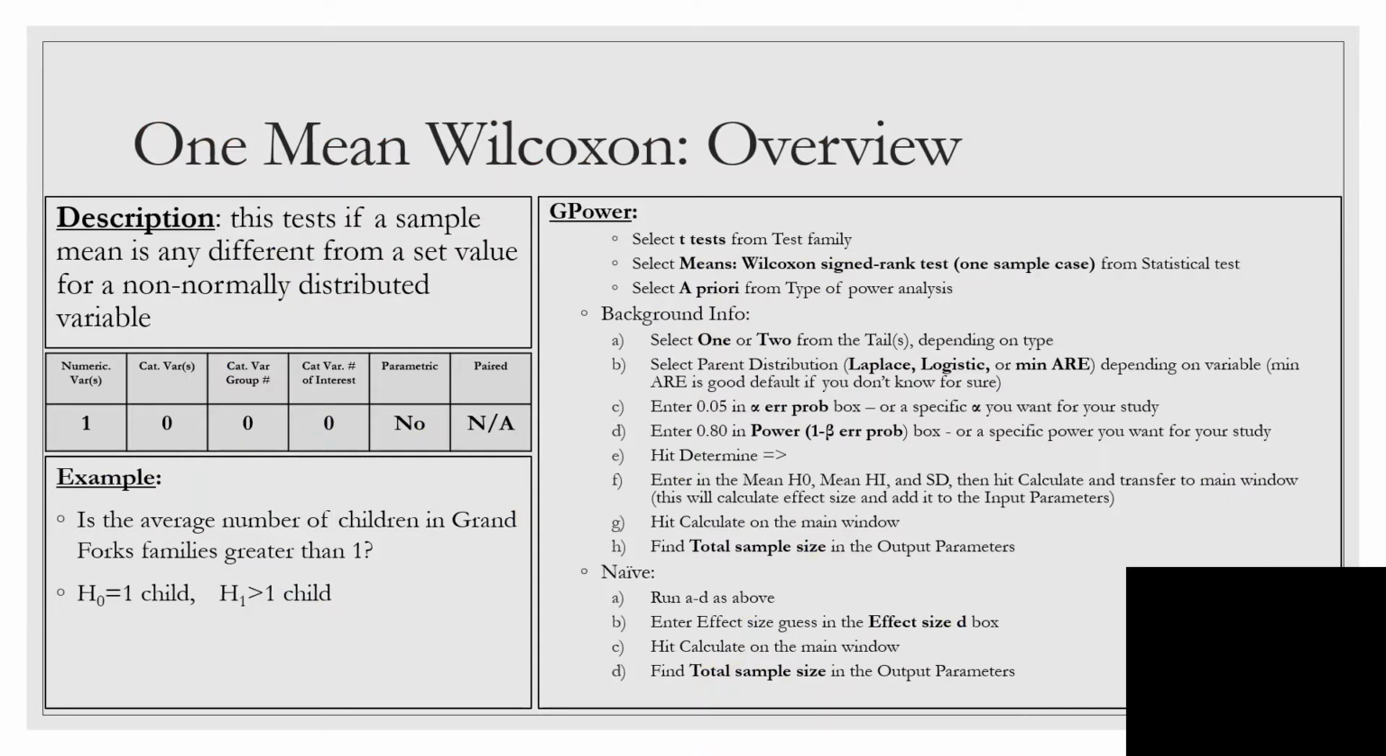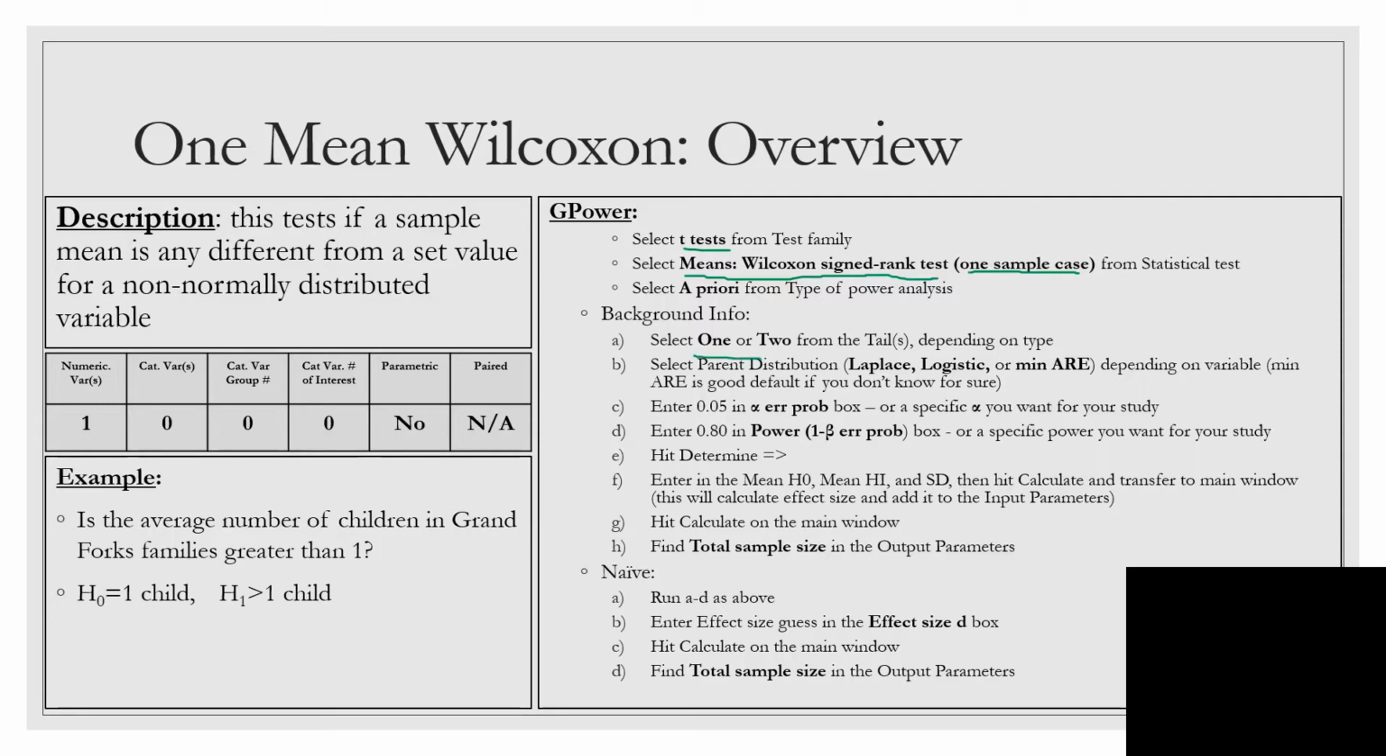The one mean Wilcoxon is the non-parametric analog to the one mean t-test. It's, again, testing if a sample mean is any different from a set value, but this is for non-normal data, like the average number of children in Grand Forks families. To do this, again, you select t-test, and now means Wilcoxon signed rank test. It's a one sample case, a priori.